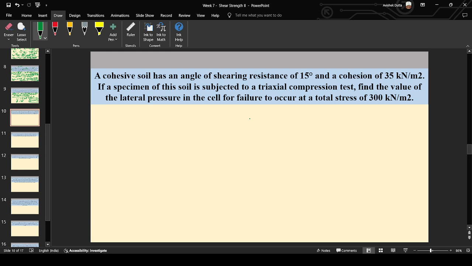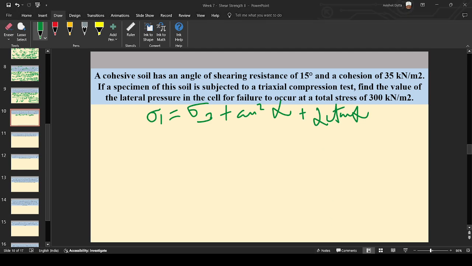Cohesive soil with a shearing resistance of 15 degree and a cohesion of 35 kilonewton per meter square. Specimen is subjected to triaxial compression test, find the value of lateral pressure in the cell for failure to occur at a total stress of 300. So firstly, the equation again, sigma 1. This is the main equation, the most important equation. As you can see, each and every sum almost are using these equations, plus 2c tan alpha.